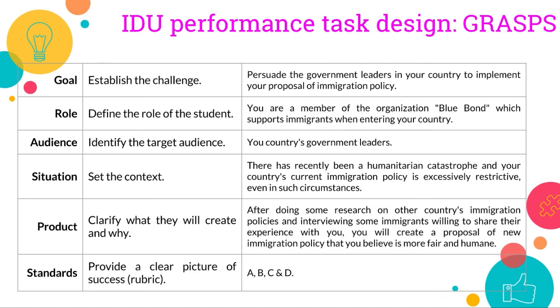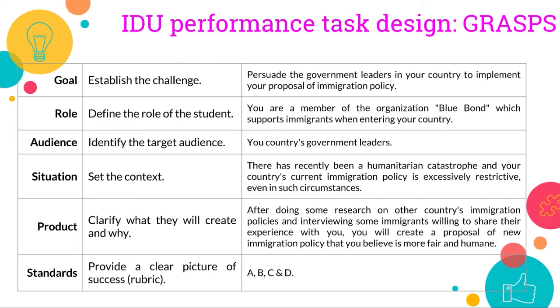This is a little idea, something that you can use in order to create your interdisciplinary unit performance task. This is called GRASPs, and it really helps create an authentic and real world assignment. What you have to do is the following. You need to think of what is the goal of the task, the role of the student, the audience, situation, product, and the standards. How are the students going to be assessed?